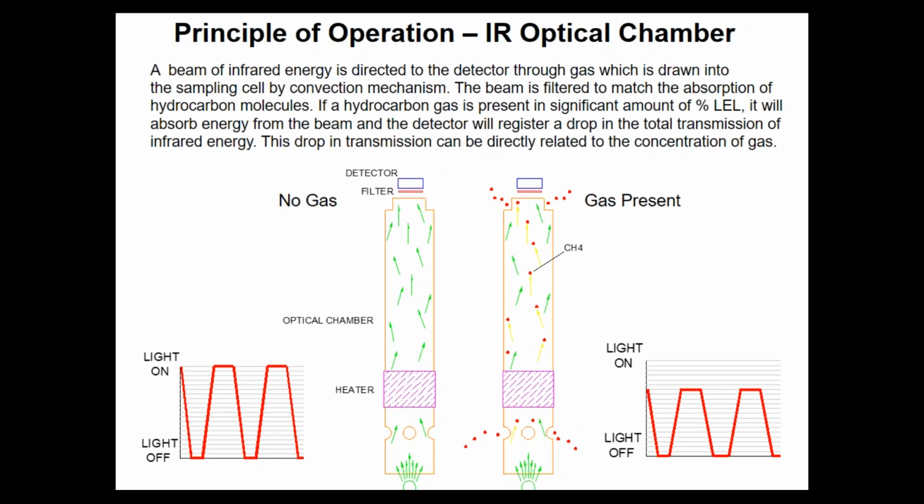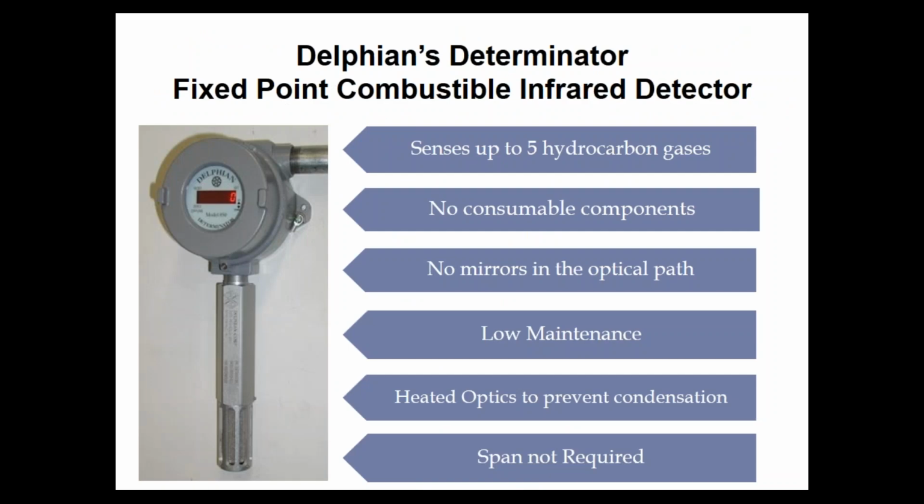We have been very successful with the determinator in the sense that we have determinators out there approaching 15 years and still working perfectly. The MTBF, we've calculated to be about 8 years, so the mean time between failures is about 8 years. But we have IR detectors that last, again, typically 8 to 12 years. And that's a big improvement when you think about comparing it to a catalytic bead.